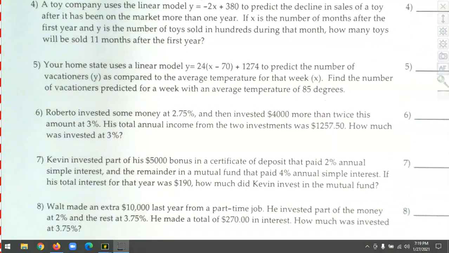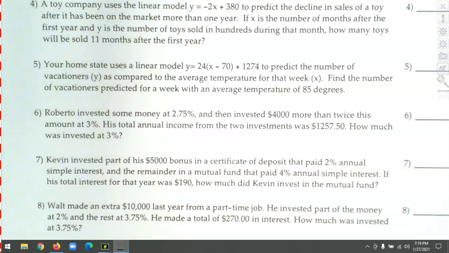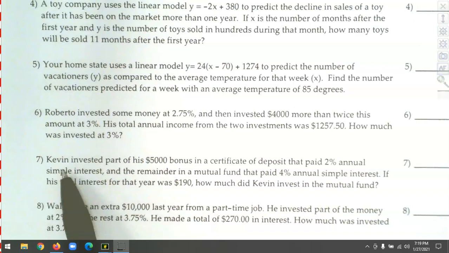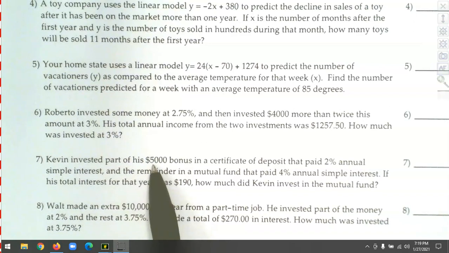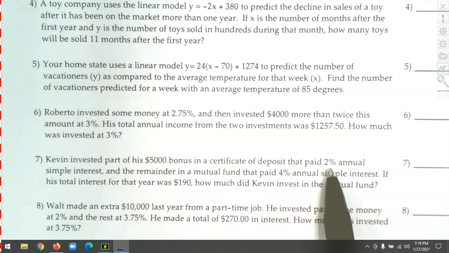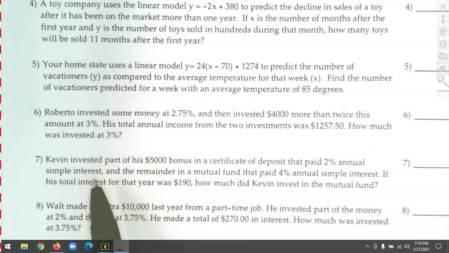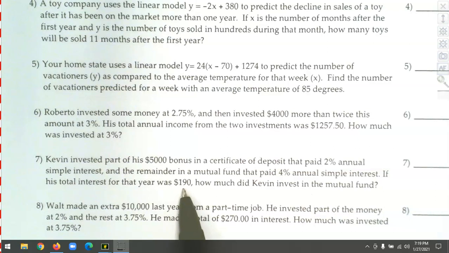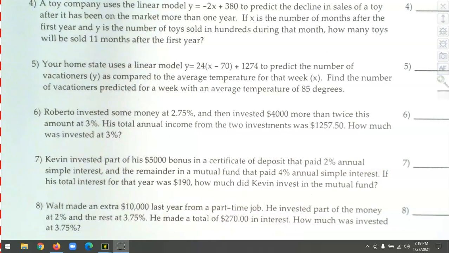This one's a little bit different, but again, it is still an investment problem. So what do we know here? We know we've got $5,000 total. So Kevin invested part of his $5,000 bonus in a CD that paid 2%, and the remainder in mutual funds that paid 4%. If his total interest for that year was $190, how much did Kevin invest in the mutual funds?